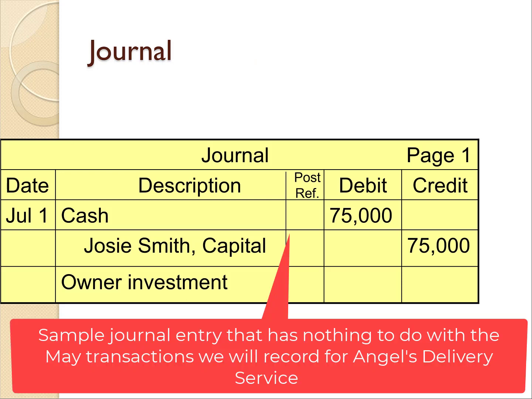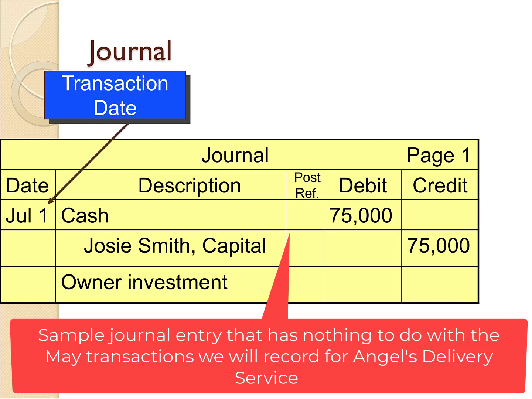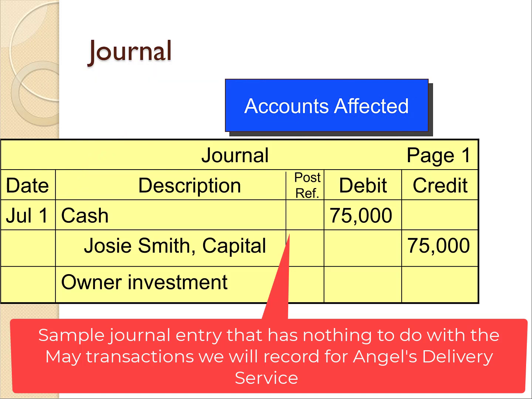Here we go. Every journal transaction must have a transaction date. Now you could write July 1st, or you could write July 1st, 2024, the whole date. At this point, we just want to make sure you have at least the month and the day. Next, we're going to list the debit account. In this case, it's cash. And then you list the debit amount, in this case, $75,000. And then you list the credit account, Josie Smith Capital, and the credit dollar amount, $75,000.